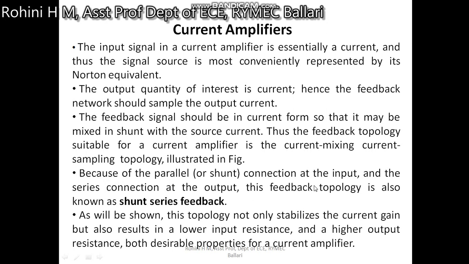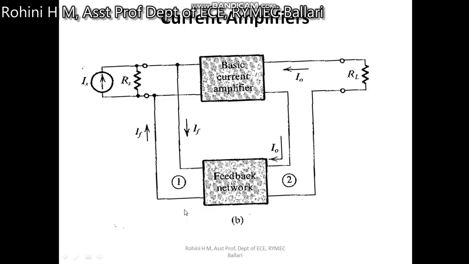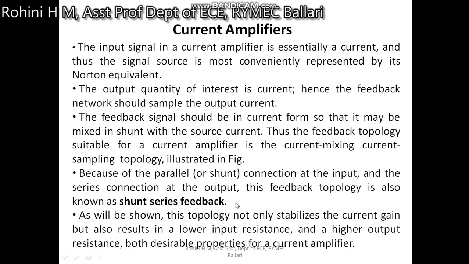Because of the parallel connection at the input and the series connection at the output, this topology, as I said earlier, is also called shunt series feedback. As will be shown, this topology not only stabilizes the current gain but also results in a lower input resistance and higher output resistance, both desirable properties for a current amplifier.